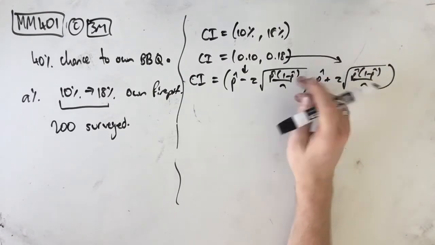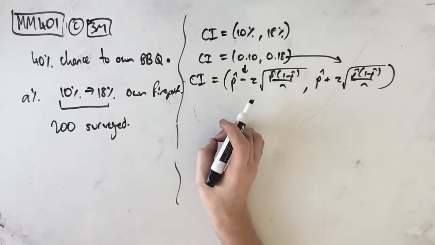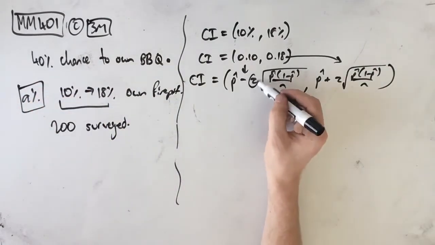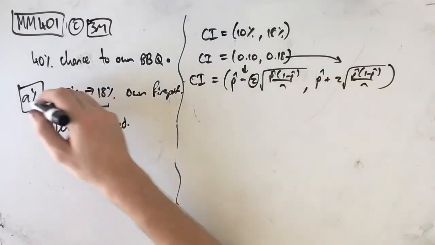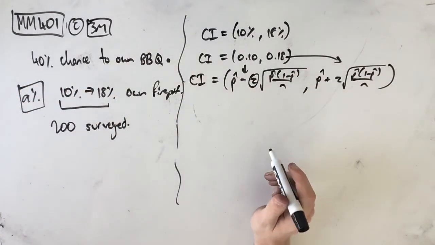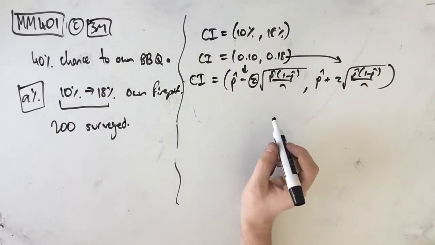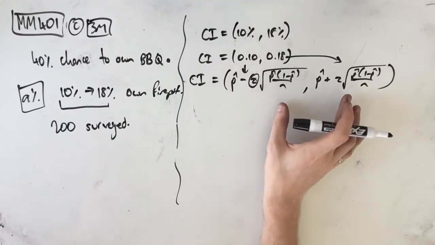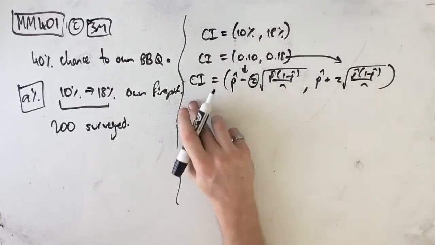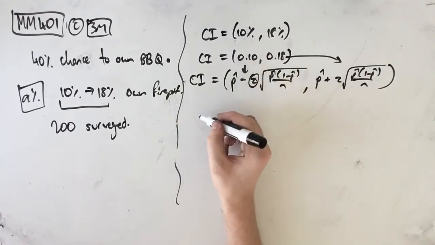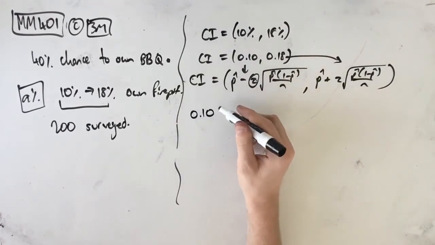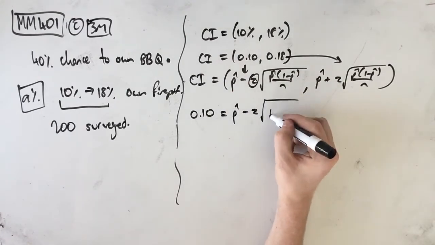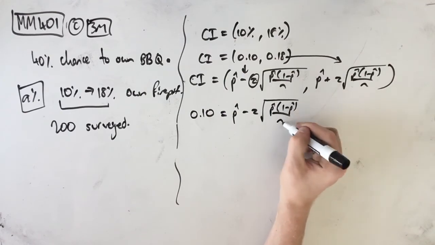And now what we can do is actually equate these, because what we're trying to figure out is the percentage confidence level, right? And that's given by our Z value. So whatever this Z value is, that's going to determine what our percentage confidence is. So we're going to need to find this Z value. Now we can actually equate these lower and upper bounds. We can do either one. I'm just going to go with the lower. So our lower bound, 0.10, is equal to P hat minus Z root P hat (1 minus P hat) over N.